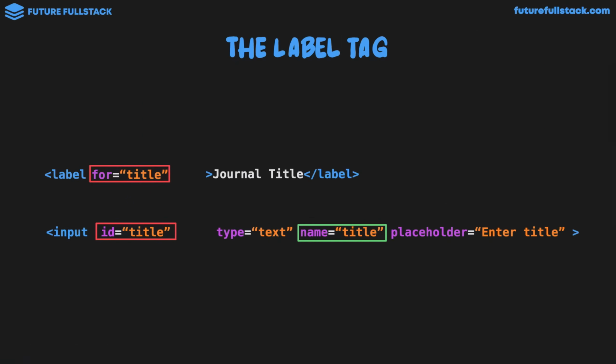When starting out, it can be really confusing to know what all these values relate to. So I will be using different values for different attributes, so it is very clear how they relate to one another. So I'm going to remove the ID and for attribute and replace them with what we had before, main title.